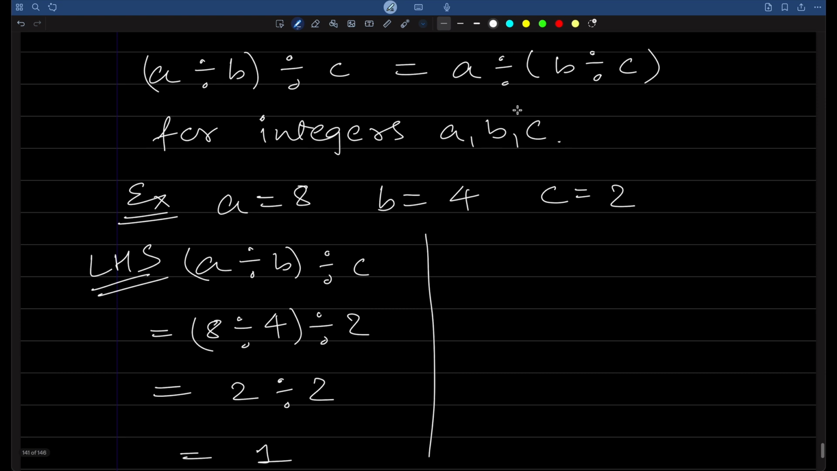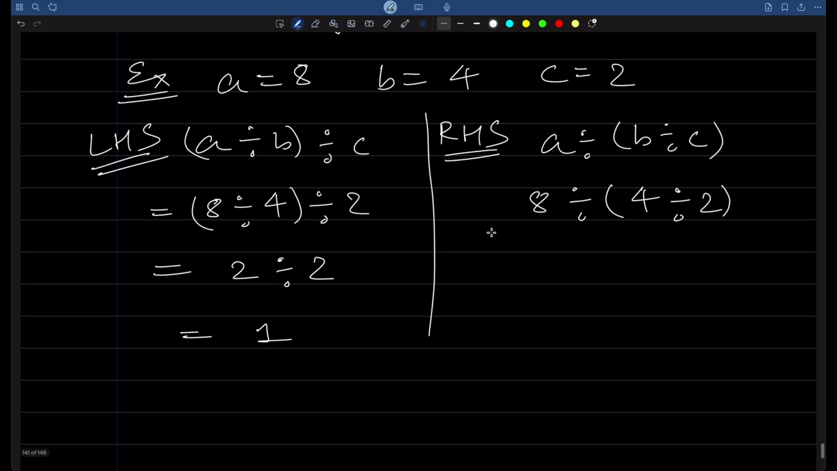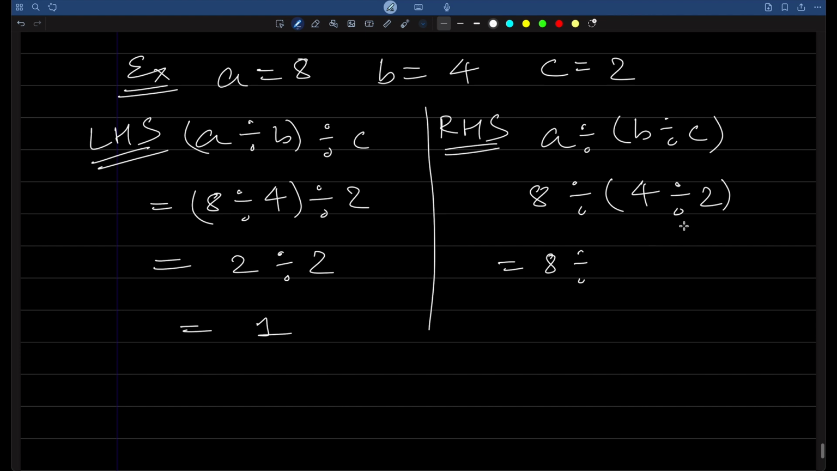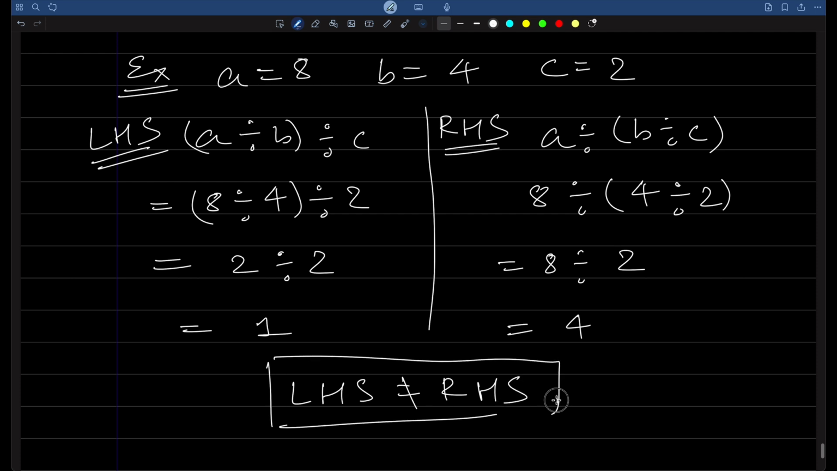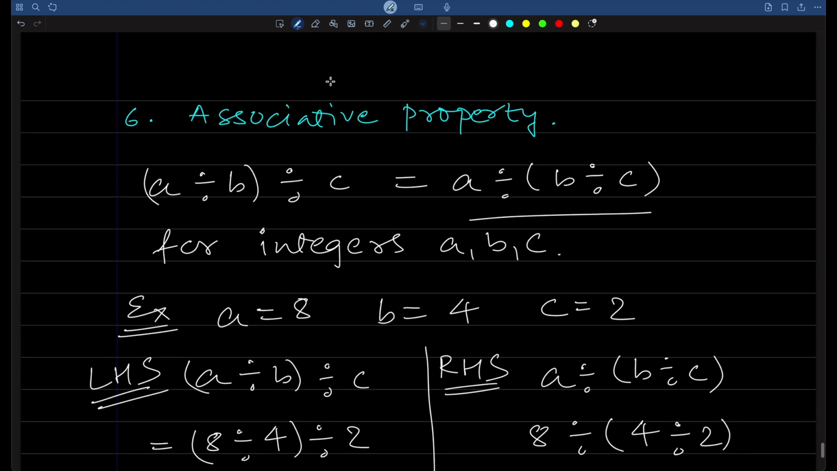If we check the right hand side, that is a divided by (b divided by c), that is equals to 8 divided by (4 divided by 2), that is equals to 8 divided by 2, that is equals to 4. We don't have left hand side equals to right hand side, so we need at least one example to prove that integers are not associative.